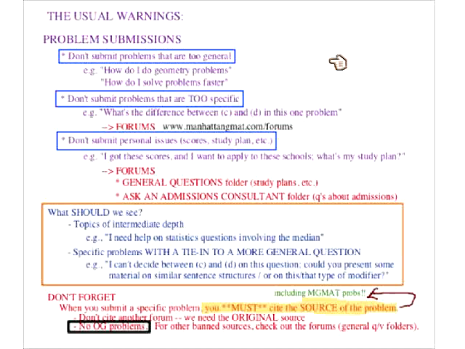So if you look at the examples that are here on the board, how do I do geometry problems? Not such a meaningful submission. Also, how do I solve problems faster? That could be literally any problem on the whole test. So careful with these things.